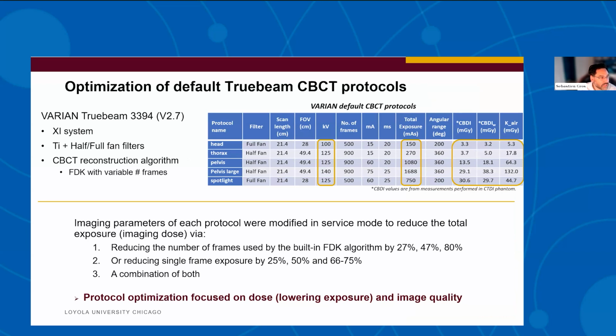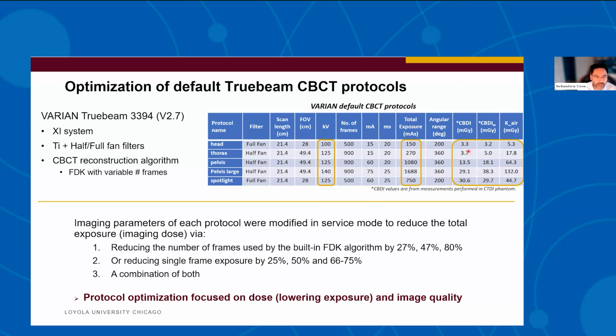If you're not familiar, the system has a titanium filter and half and full fan filters. The reconstruction of the Cone beam 3D images is with the FDK algorithm. And what we could do is adjust the number of frames that are required for the reconstructions and also lower the exposure per frame. So what you can see in the table is basically the default protocols that we have. We have the head protocol, thorax protocol, pelvis, large pelvis, and spotlight with the different tube potentials. And these are the exposures from the default protocols.